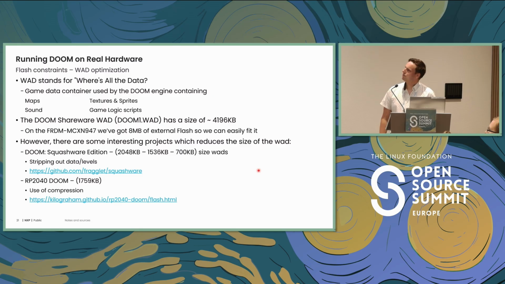There is Squashware, which made smaller WADs, and there is this crazy project which they ported to an RP2040, which does on-demand decompressing. They use the second core to decompress data while rendering. It's kind of crazy. There's a whole write-up about that.